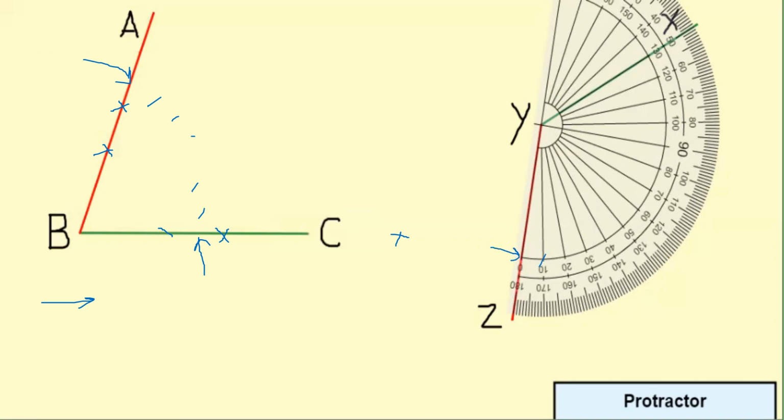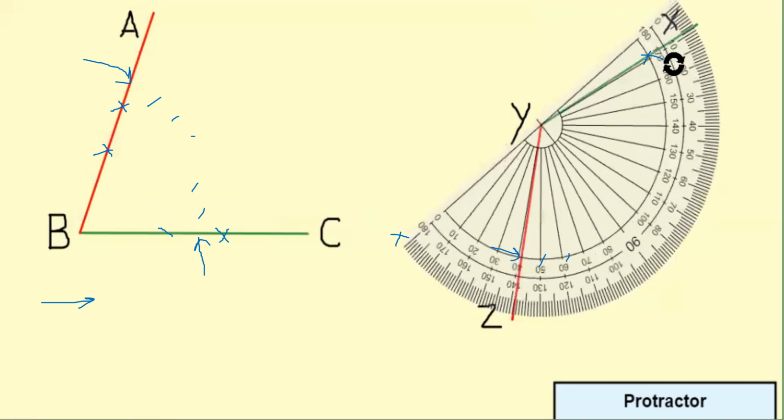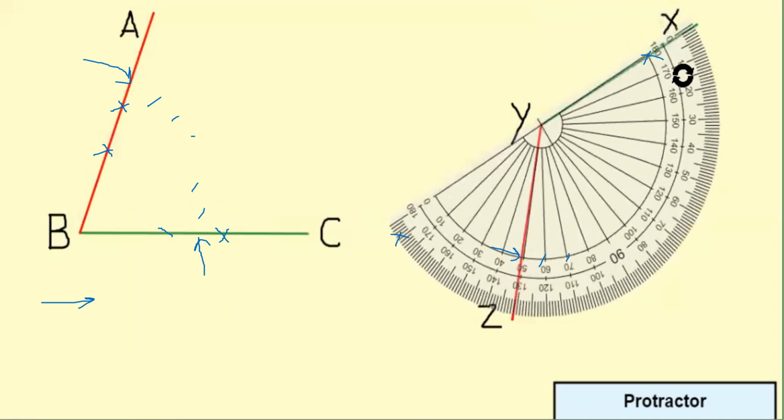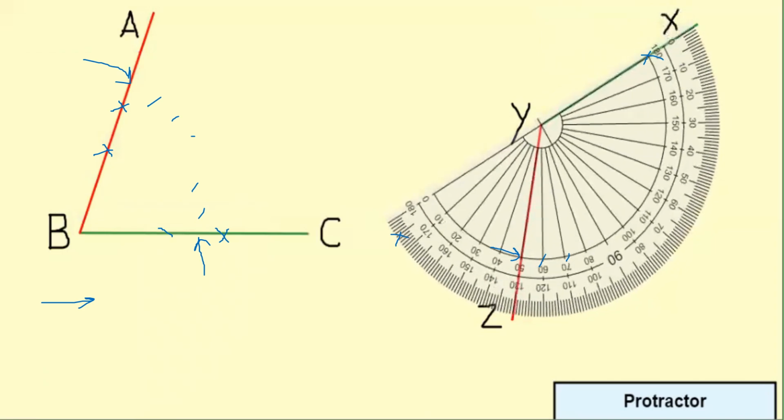Let's start 0, 10, 20, 30 until we reach the point of intersection with the other side of the angle, which refers to 130. So this angle XYZ equals 130 degrees. It is an obtuse angle because it lies between 90 and 180.